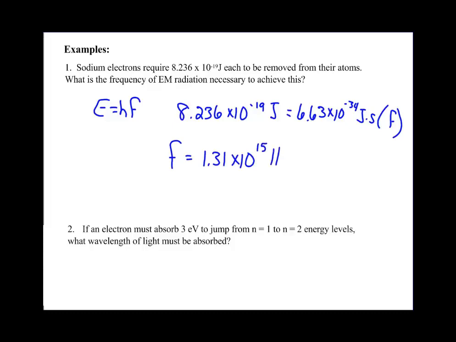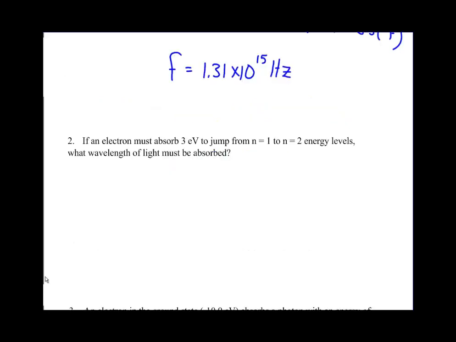The next one we're going to look at is we have an electron that has to absorb 3 electron volts, so we're changing our energy units here, and it wants to jump from n equals 1 to n equals 2, and I need a wavelength of light. So first thing I want to do is get electron volts to joules.